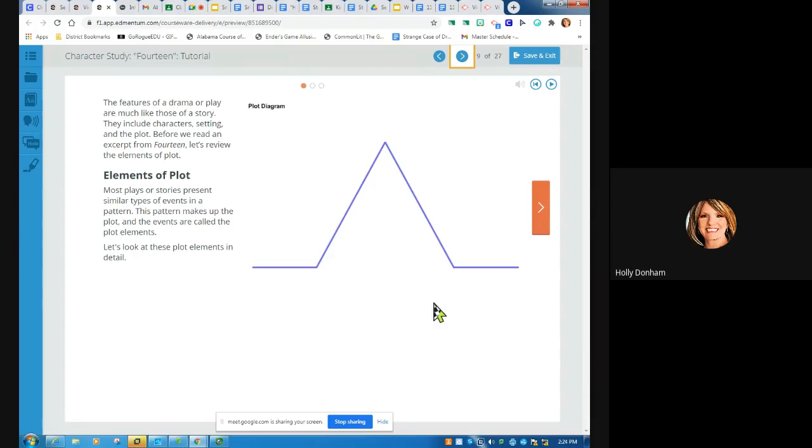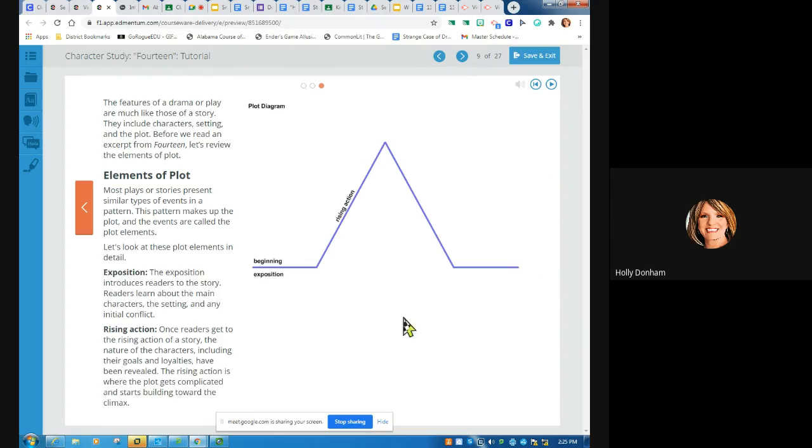The features of a drama or a play are just like a story. If you notice, you remember this elements of plot with short stories. Well, plays follow the same plot, basically. Let's look at the plot elements in detail. Of course, the beginning is the exposition. It introduces the reader to the story. Usually at the beginning, you learn about the setting and you start to learn a little bit about the main characters. You may even learn about a little conflict at the beginning of the story when it's a play.